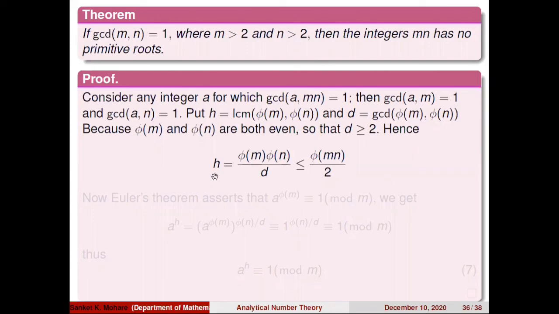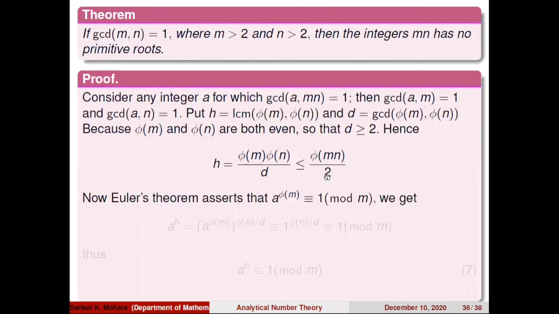So together with all these recalls, what we obtain is H is equal to phi of m into phi of n upon d, which is less than or equal to what? Phi of mn by 2. So our H is less than or equal to phi of mn by 2.